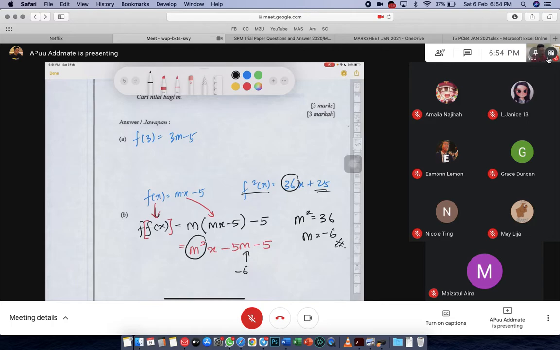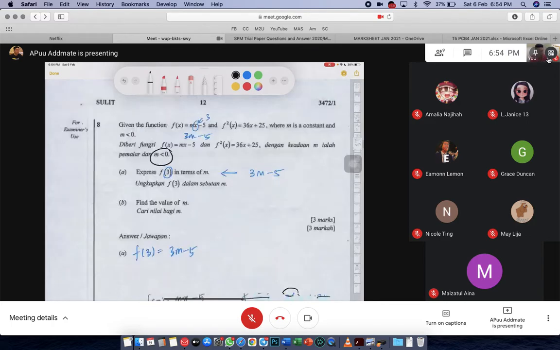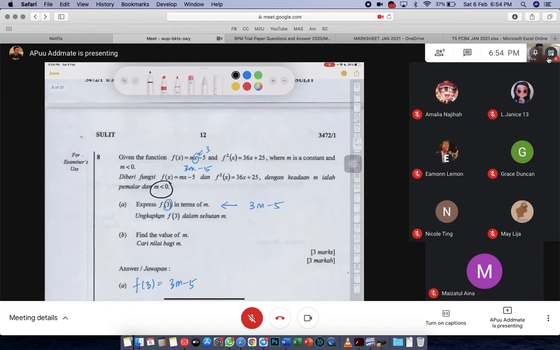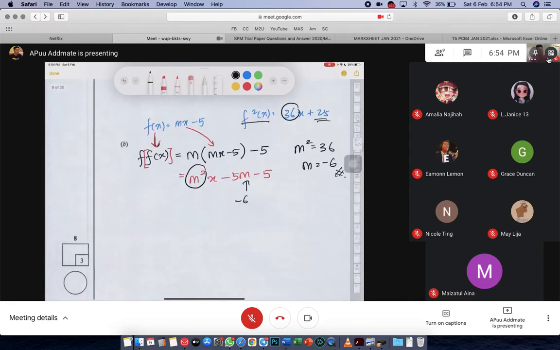Since the question already gives you, very nice of the question, that m is less than zero, you don't have to think much. You can just write m equals to negative 6. Otherwise, you have to substitute again to test whether m is 6 or negative 6. So that is the problem. Alright, so done with this one.